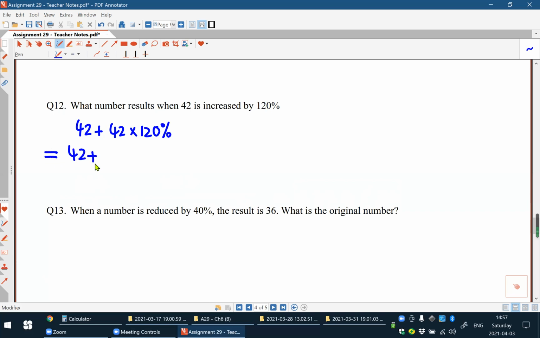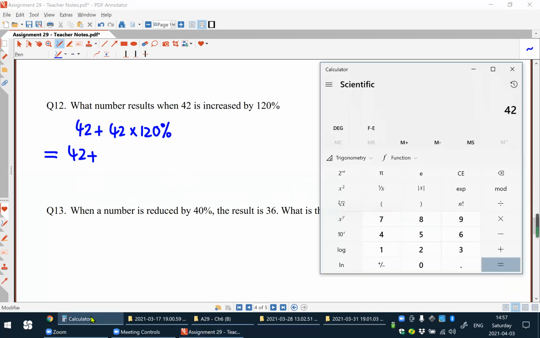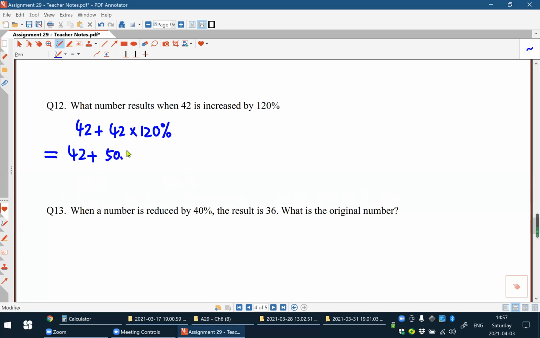So that means 42 plus 42 times 1.2, which is 92.4, right? Okay, of course, if you are very familiar with this, you can directly use this formula.